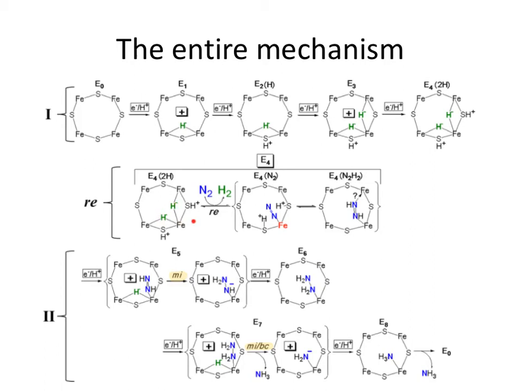Then we do the reductive elimination to generate this super reduced iron, which is rapidly transferred back into the oxidized state. Subsequent electron and proton transfer steps finally reduce the cluster down to form E0 back at the beginning of the process again.